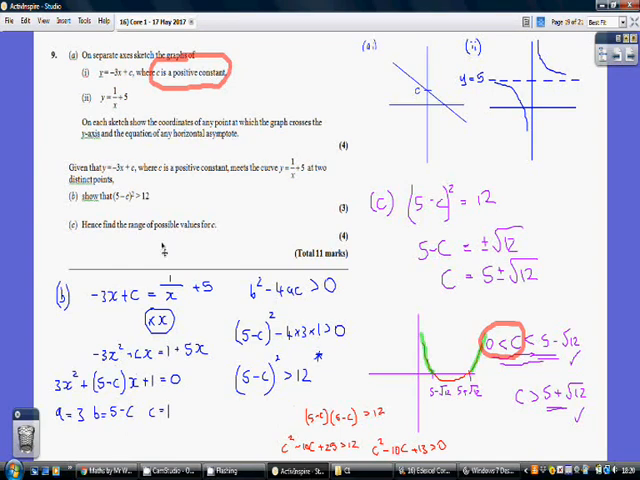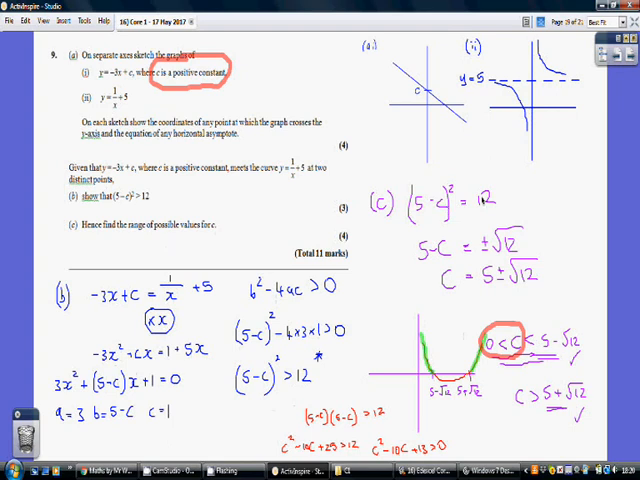Now for part C, hence find the range of possible values for c. So first things first, I'm just going to do a little sketch to help me gather my thoughts. Now (5 minus c) all squared greater than 12 is a positive parabola. I've just done that down here in red to show you. So I've actually got a smiley face graph crossing at, now where does the graph cross? So let's solve this equaling to 0.